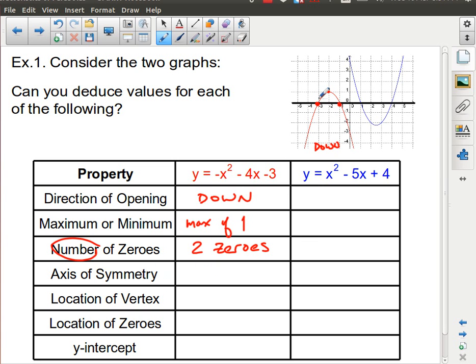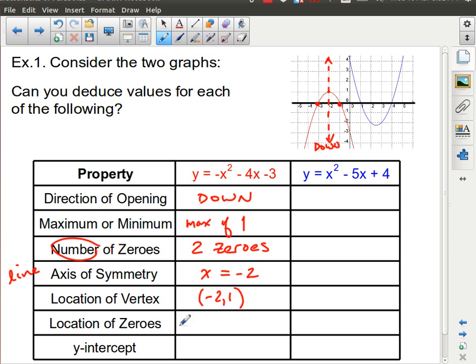The axis of symmetry, that's something we talked about already. That is the vertical line that passes through the vertex. And we discovered before that was the equation of the line x is equal to -2. This is a line, so that means it must have an equation of a line. So please don't just put -2 here. You have to say x equals -2. The location of the vertex, that wants the x and y coordinates of the vertex. X is equal to -2, y is equal to 1.